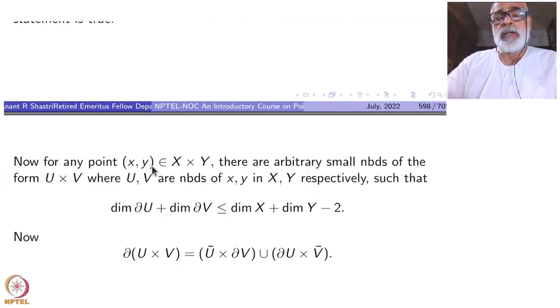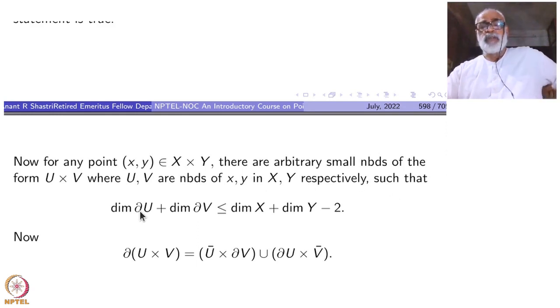For any point x, y inside x cross y, we have arbitrary small neighborhoods by the definition of product space, u cross v, where u and v are neighborhoods of x and y respectively, such that dimensions of the boundaries add up to some number less than or equal to dimension of x plus dimension of y minus 1. Each time this minus 1, that minus 1. So minus 2 it becomes.